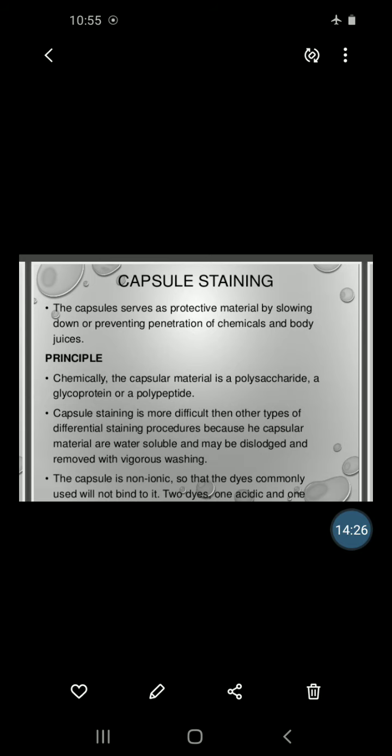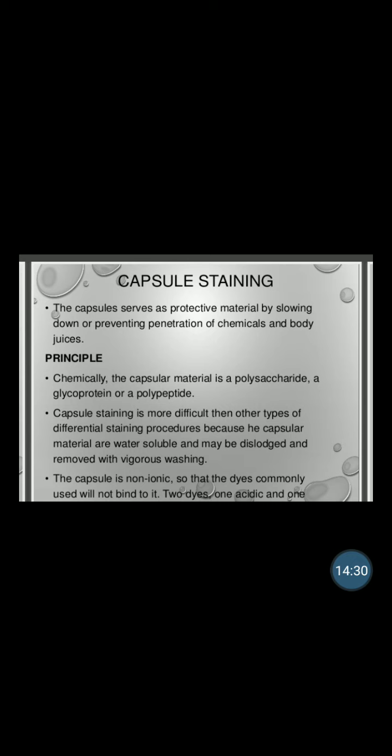First, chemically the capsular material is what? It is a polysaccharide, a glycoprotein or a polypeptide. Then this capsule staining is more difficult than other types of differential staining. Keep in mind this staining is very difficult compared to the other types of differential staining.